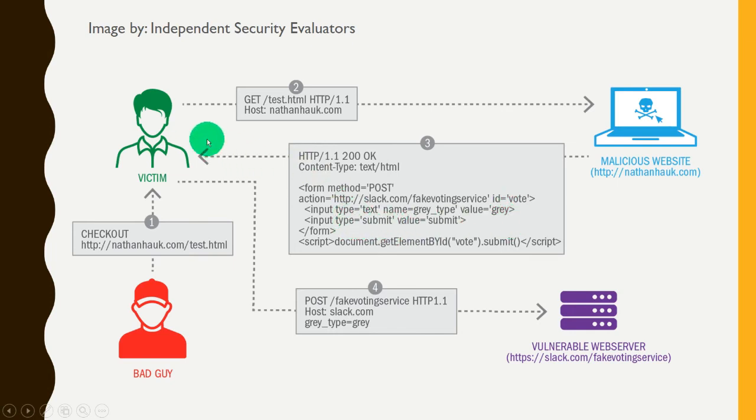So then the victim clicks submit and it will submit a request to /fake-voting-service hosted on slack.com, and the gray_type will be gray. Then the request obviously follows through to the vulnerable web server, therefore making the user vote for gray.